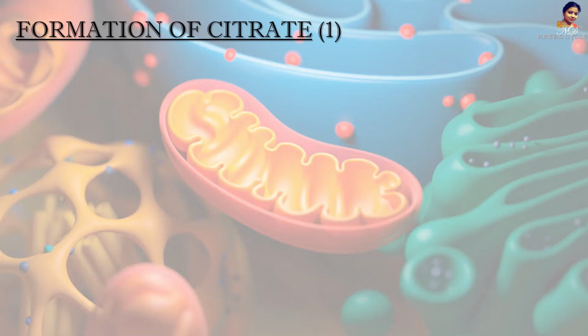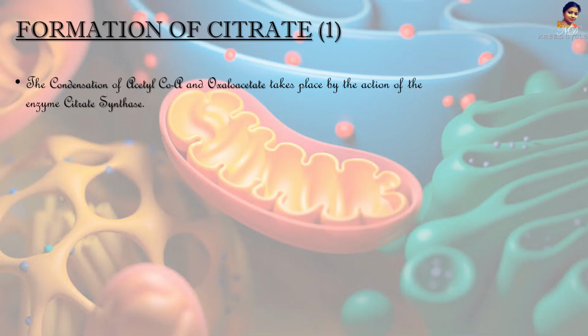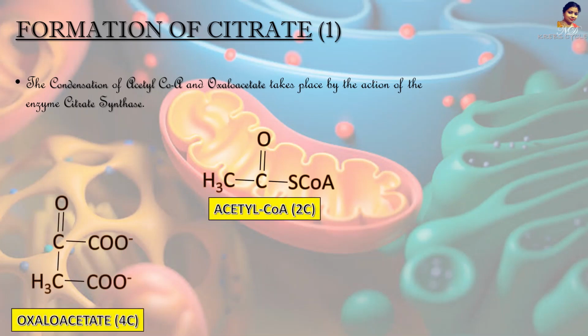The first step is formation of citrate. By the action of the enzyme citrate synthase, acetyl coenzyme A and oxaloacetate condense and citrate is formed. The reaction is as follows.